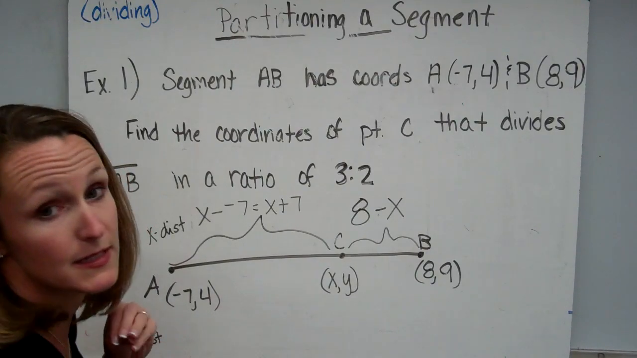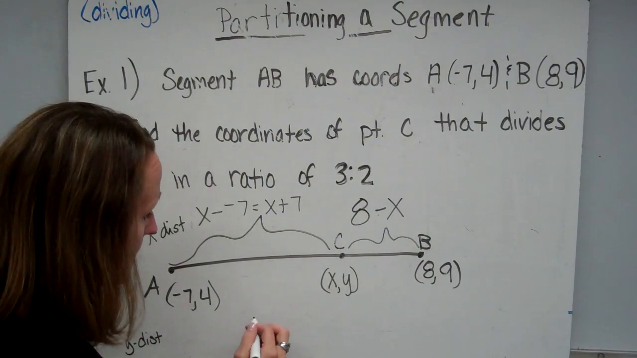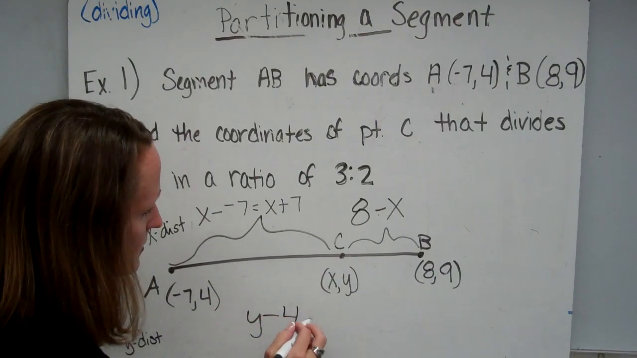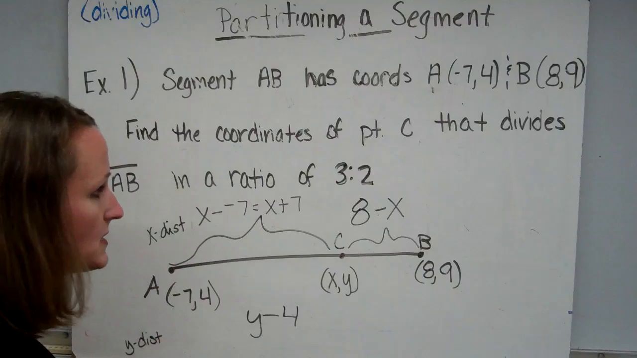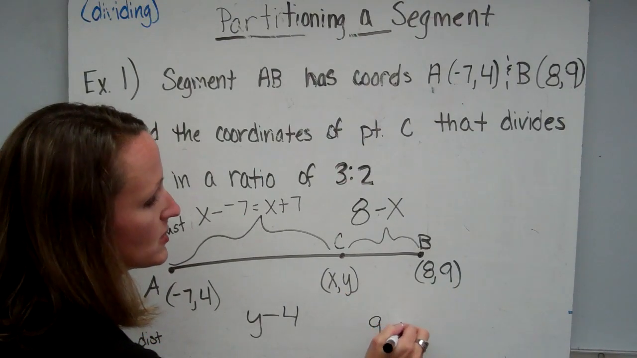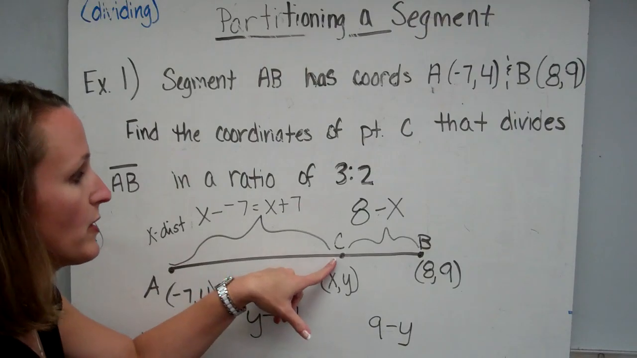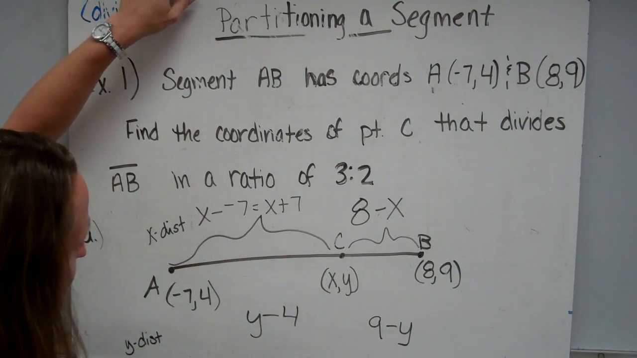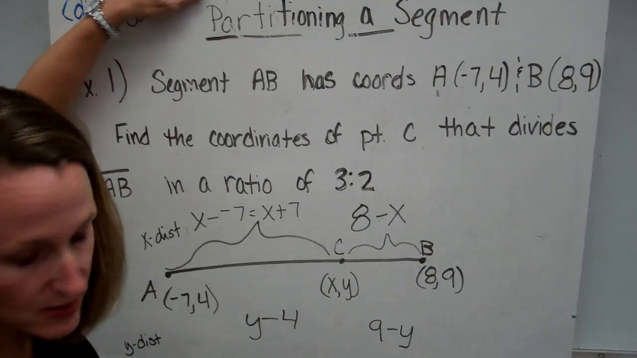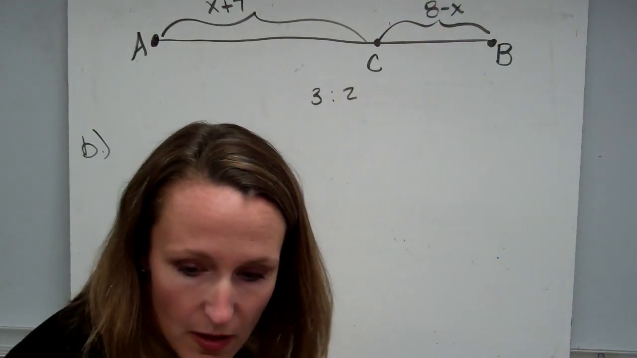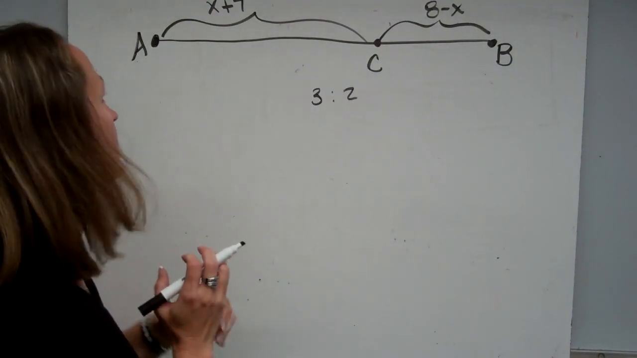Now, what is our Y distance? Same thing. Y minus 4, because you're subtracting the distance. Here, 9 minus Y. Again, I started at the point we were going to and from. So, that's part A.